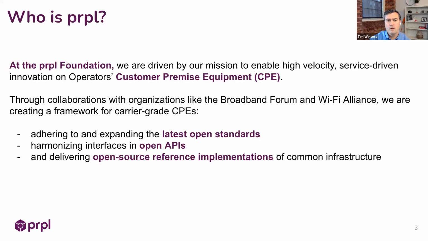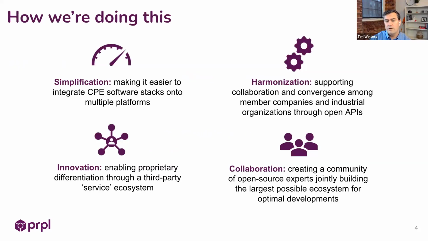So first thing, who is Purple? Purple is a foundation that is driven by our mission to enable high velocity innovation for customer premise equipment. So for those who aren't aware, some key tenets of this group are that they're going to use the latest open standards, open APIs. And the big thing here is open source reference implementations that people can go download, grab, use. They collaborate with other forums in the space. So Broadband Forum and Wi-Fi Alliance come to mind. And the idea here is to get operators, software developers, application developers, all of these people together in one place to drive innovation.